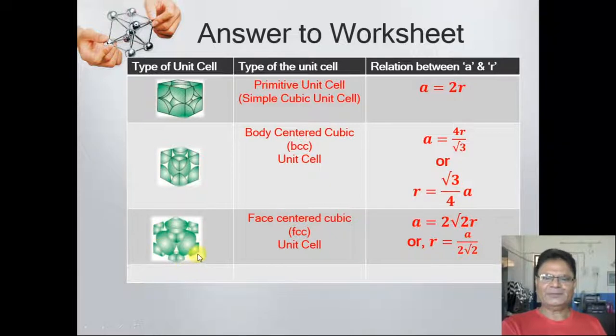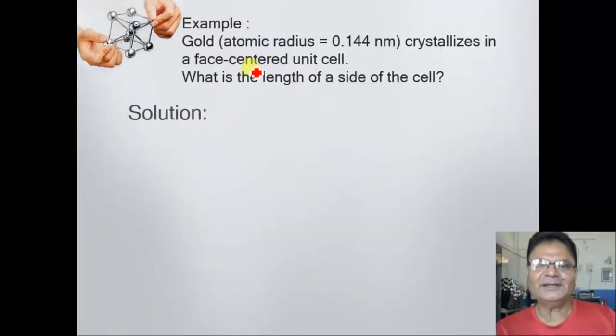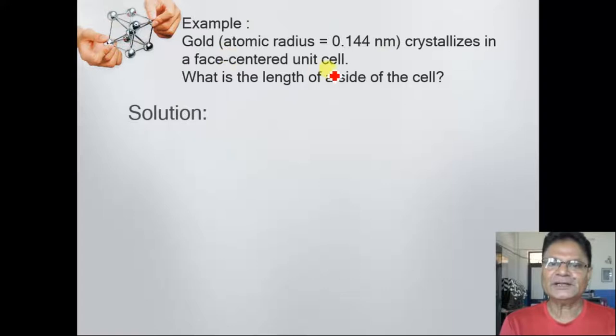This diagram is the representation of face centered cubic unit cell, FCC unit cell. This is also known as cubic close packing. In FCC unit cell, A is equal to 2 under root 2 R, or R is equal to A by 2 under root 2. Look at this example. Gold. Its atomic radius is 0.144 nanometer, crystallizes in a face-centered unit cell. What is the length of the unit cell?